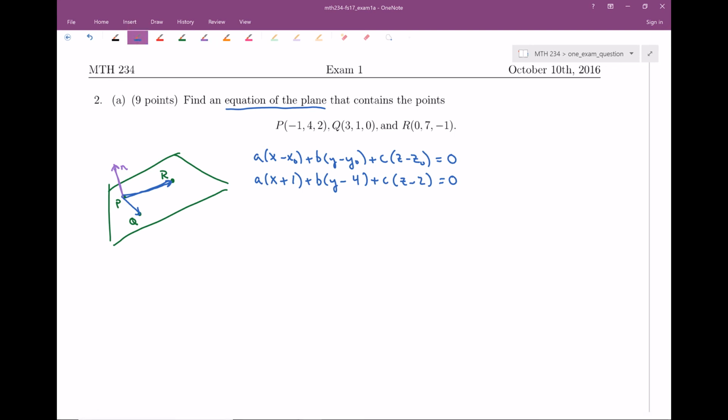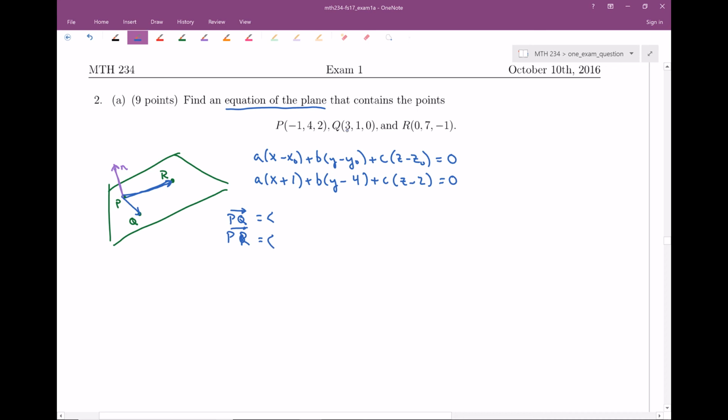So I have a little bit of work to do, but hopefully you understand the saga of what I'm going to be doing here and why. First I want to find PQ, and I want to find PR. Those are my 2 vectors that I'm going to eventually take the cross product of. So let's play this game here. I start at P and I end at Q. So I'm finding PQ right now.